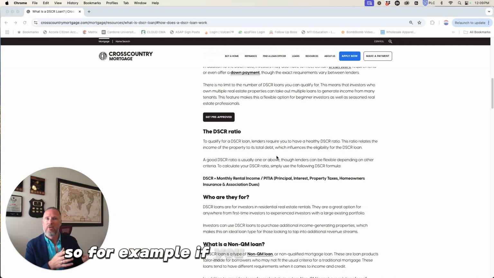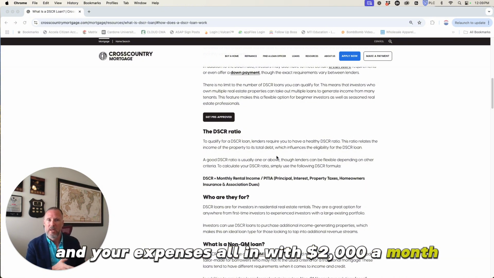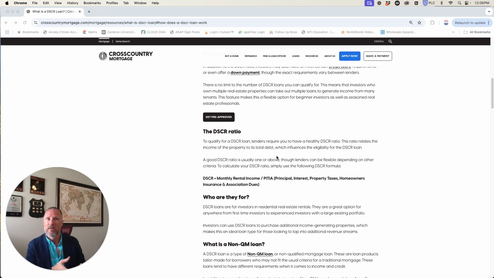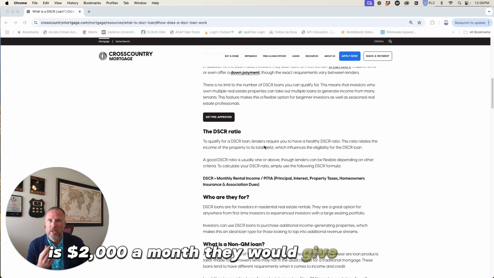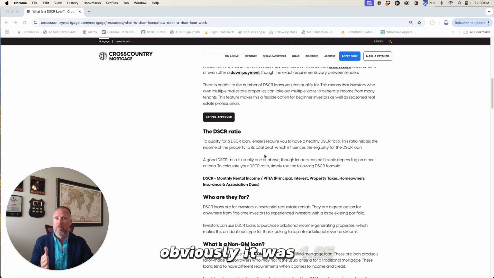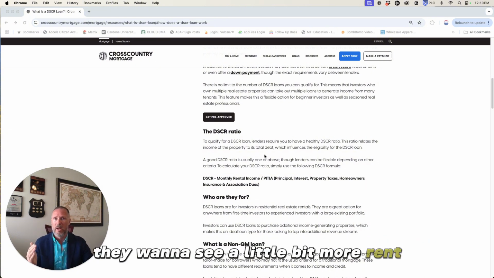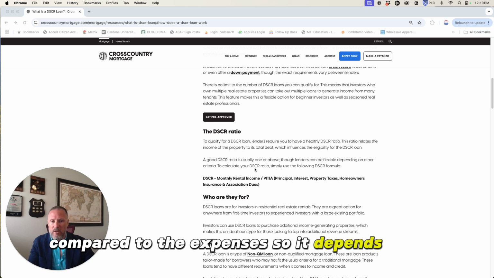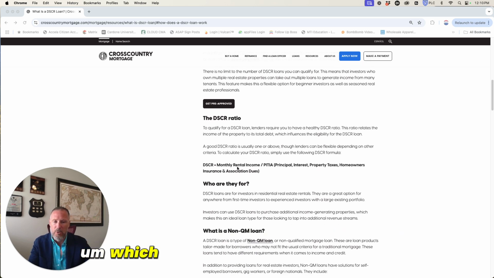So for example, if you had a rental property and your expenses all in were $2,000 a month and the rent that you're going to be getting from the tenant is $2,000 a month, they would give you the loan based on a debt service coverage ratio score of 1. Obviously, at 1.25, they want to see a little bit more rent compared to the expenses. So it depends on the lender you're going with.